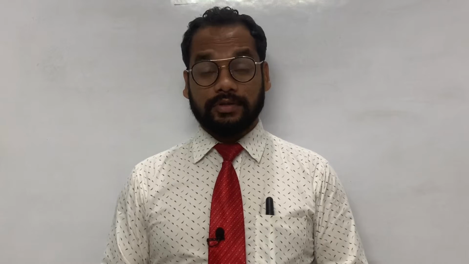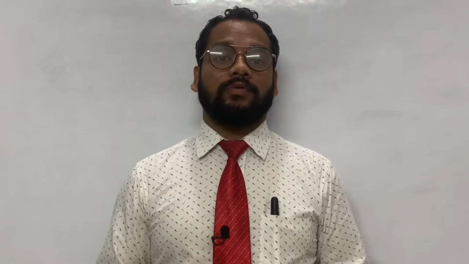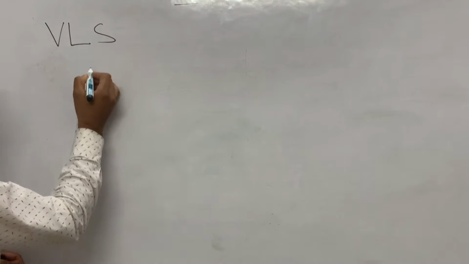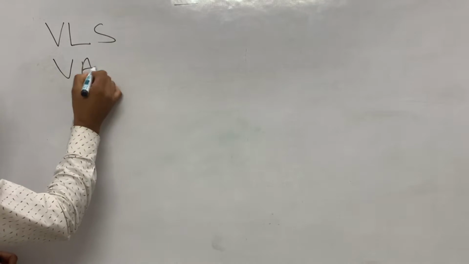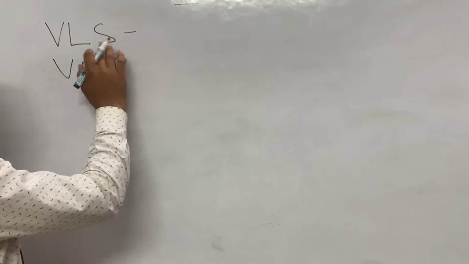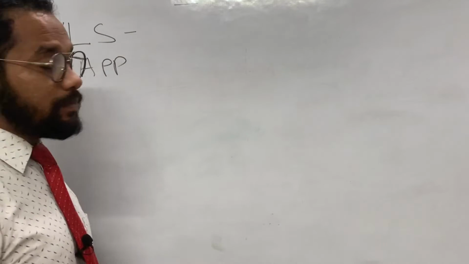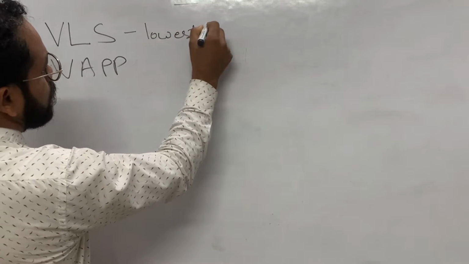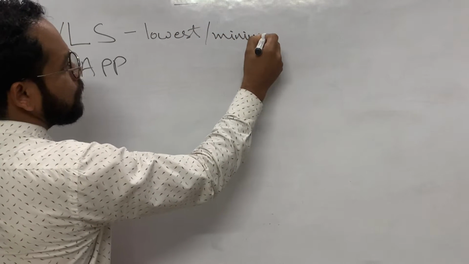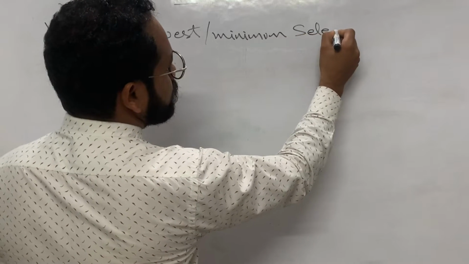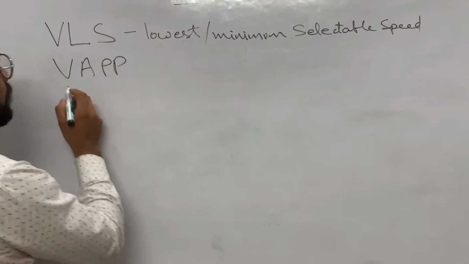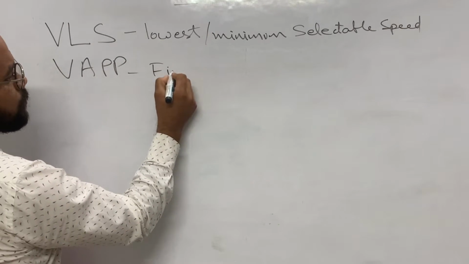In today's session, I'm going to discuss what is VLS and what is VAPP. So what is VLS and what is VAPP? VLS represents the lowest or minimum selectable speed. And what is VAPP? This is your final approach speed.